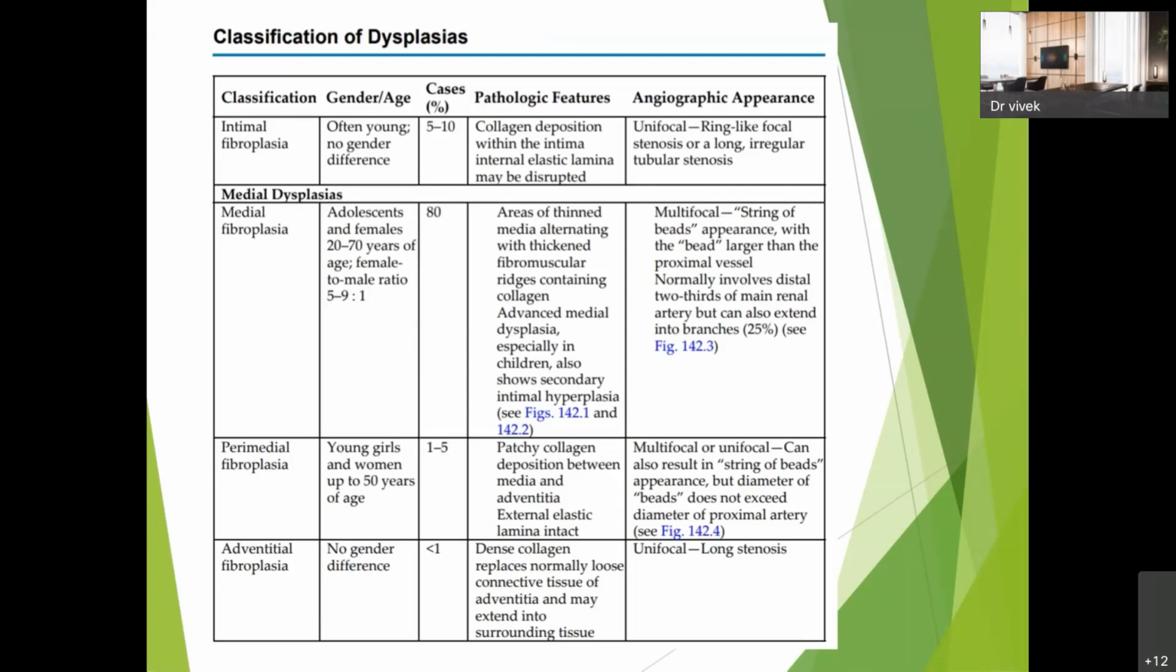Pathologically, it shows patchy collagen deposition between the media and adventitia, with the external elastic lamina being intact. It is usually of multifocal or unifocal type and also results in a string of beads appearance. The diameter of the bead does not exceed the diameter of the proximal artery. And adventitial fibroplasia shows no gender differentiation and is very uncommon.